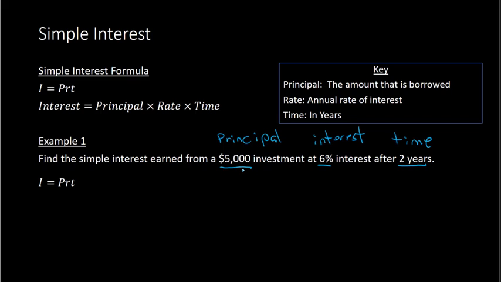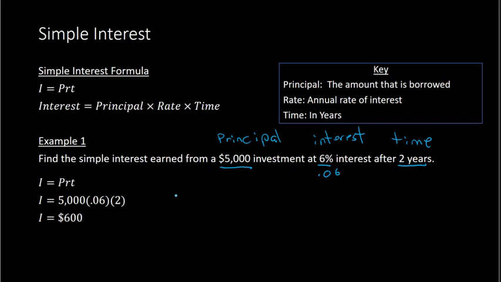So if I simply take 5,000 times, converting 6% to a decimal, 0.06, times 2, that's going to give you your answer. 5,000 times 2 is 10,000. 10,000 times 0.06 would be $600. So that means that if you lent $5,000 at 6% interest for 2 years, the interest that you earn is going to be $600, which means you make this much money just by investing your money.